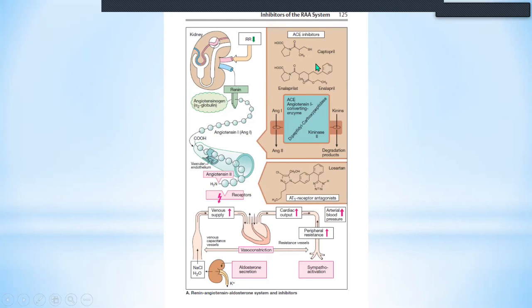The ACE inhibitors like captopril and enalapril inhibit the enzyme ACE, the angiotensin 1 to angiotensin 2 converting enzyme, and are very effective as antihypertensive drugs.